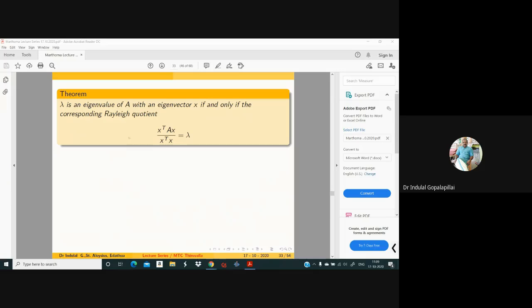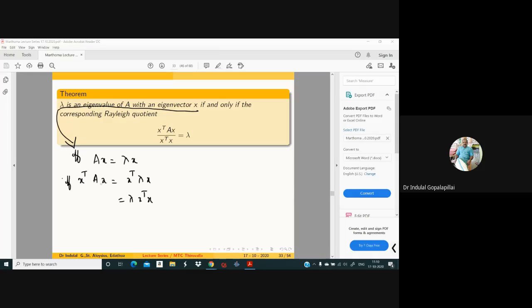If lambda is an eigenvalue of A with an eigenvector X, we readily have Ax equal to lambda X. Then multiply both sides by X transpose. So lambda is an eigenvalue of A with eigenvector X if and only if Ax equals lambda X, which holds if and only if X transpose Ax equals X transpose lambda X. Lambda is a scalar, so this is lambda X transpose X.